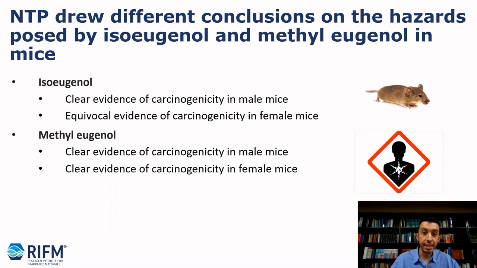Based on these results, the NTP once again drew different conclusions for isoeugenol and methyl-eugenol for mice. They deemed isoeugenol to have clear evidence of carcinogenicity in males based on the increased incidence of hepatocellular adenoma and carcinoma at every dose level, and equivocal evidence in females based on small incidences of histiocytic sarcoma. However, methyl-eugenol was found to have clear evidence of carcinogenicity in males and females based on hepatocellular adenoma and carcinoma in both sexes at every dose, and the neuroendocrine tumors in males at the highest dose.